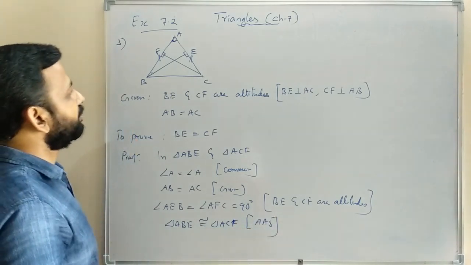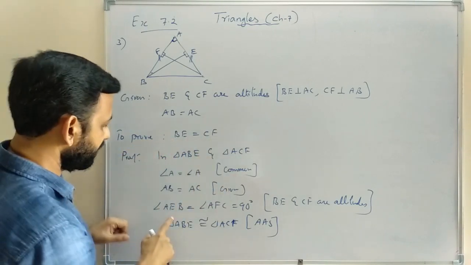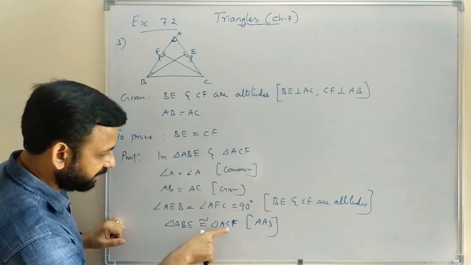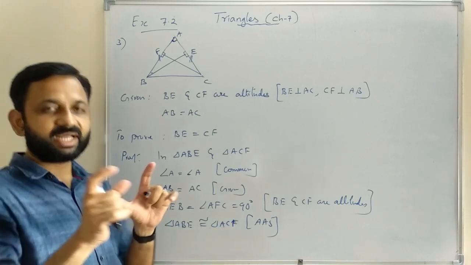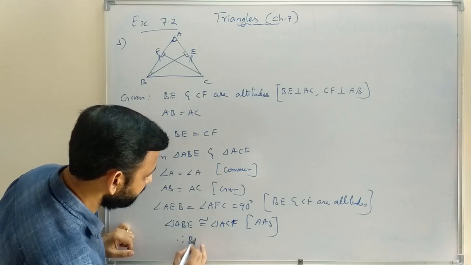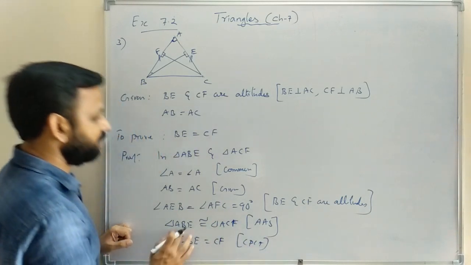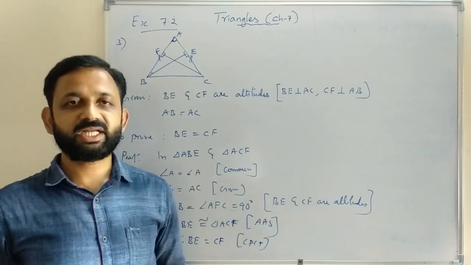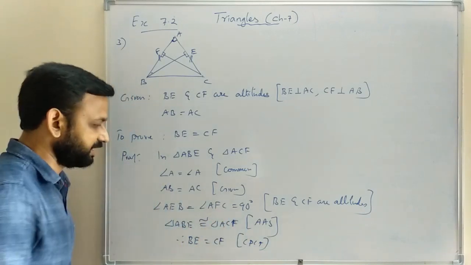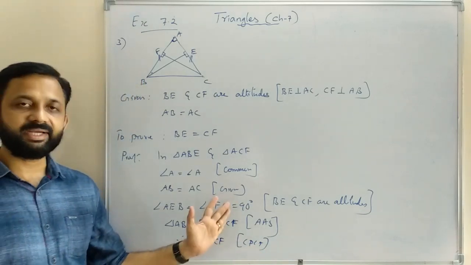And if they are congruent by AAS theorem, we need to prove BE equal to CF. Then BE equal to CF because they are the corresponding sides of congruent triangles. So we will write BE equal to CF, reason CPCT. If triangles are congruent, then the corresponding parts are equal. That is CPCT, corresponding parts of congruent triangles are equal.